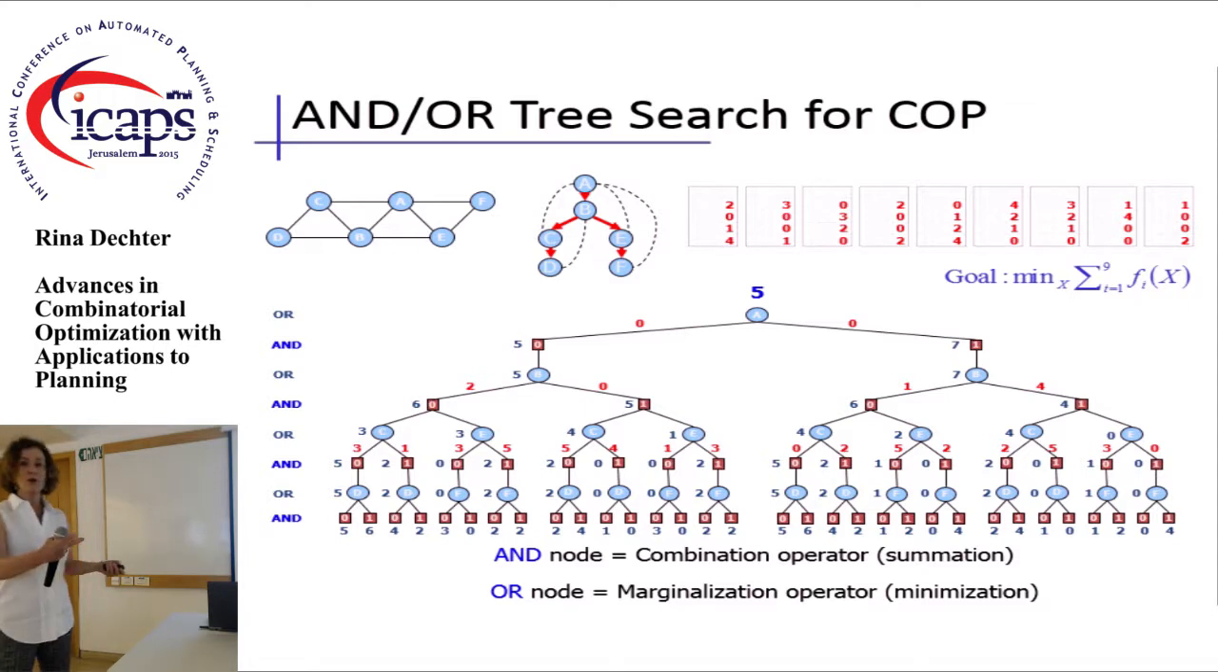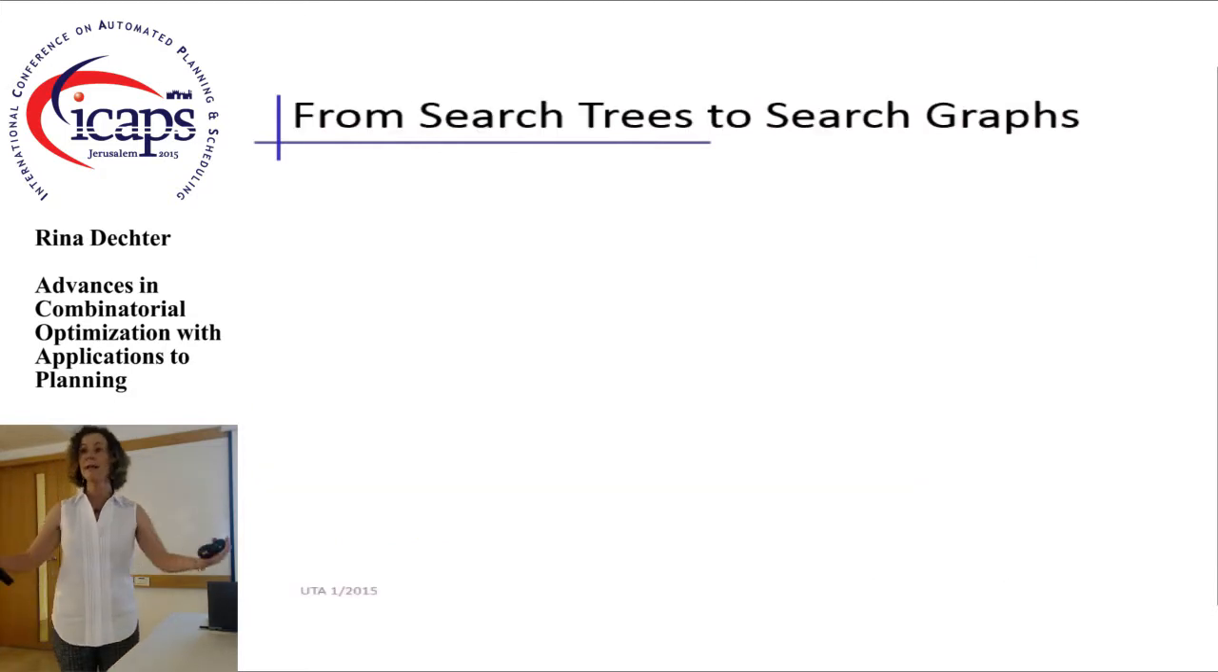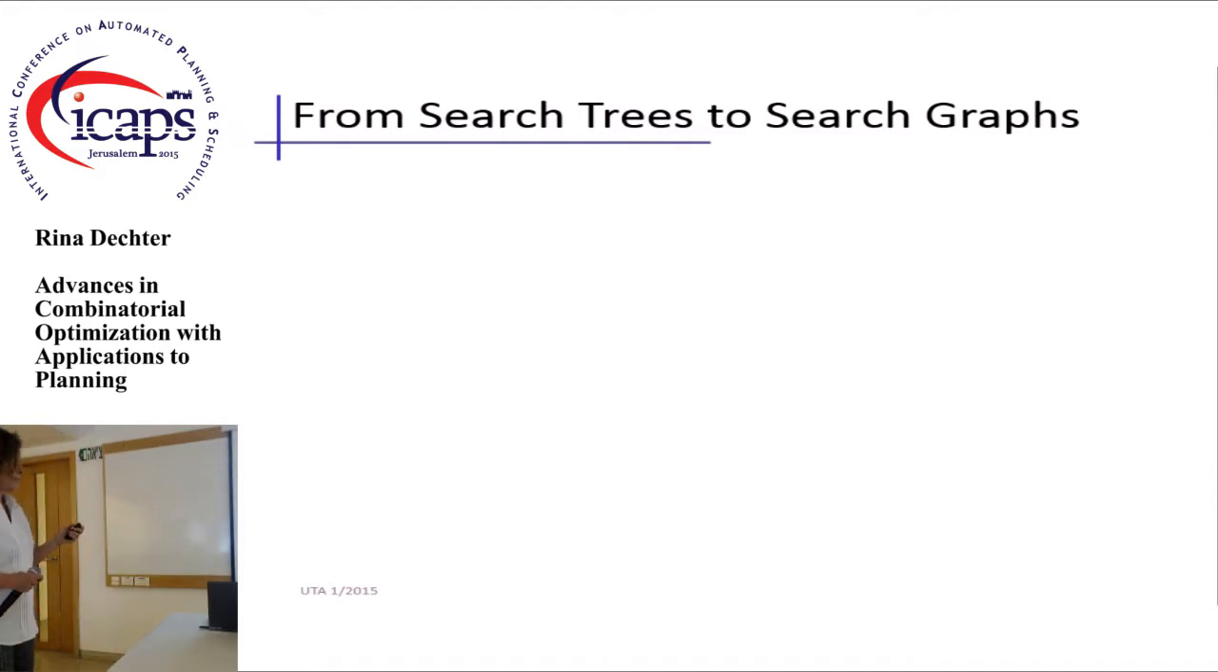Okay, so what I will talk about now is how to compact it further. Right now we saw how to compact it just by the decomposition. There is additional redundancy that can be gleaned from the structure that can compact it more, from an AND/OR search tree to a graph. Are you talking about heuristic search also? Yes.